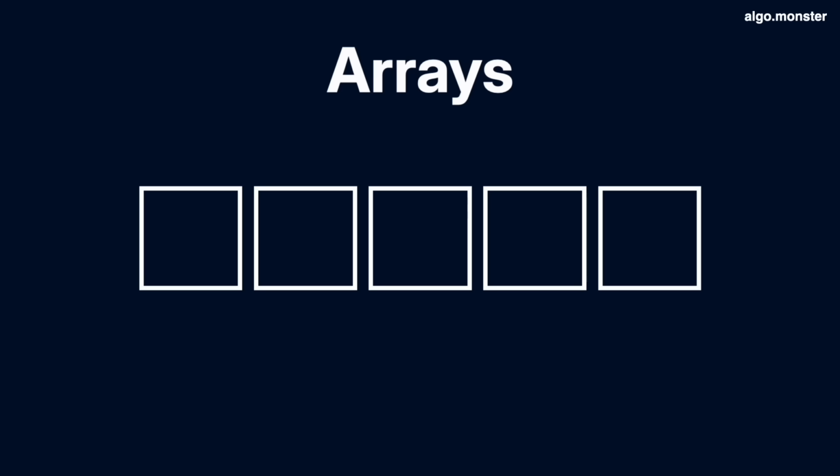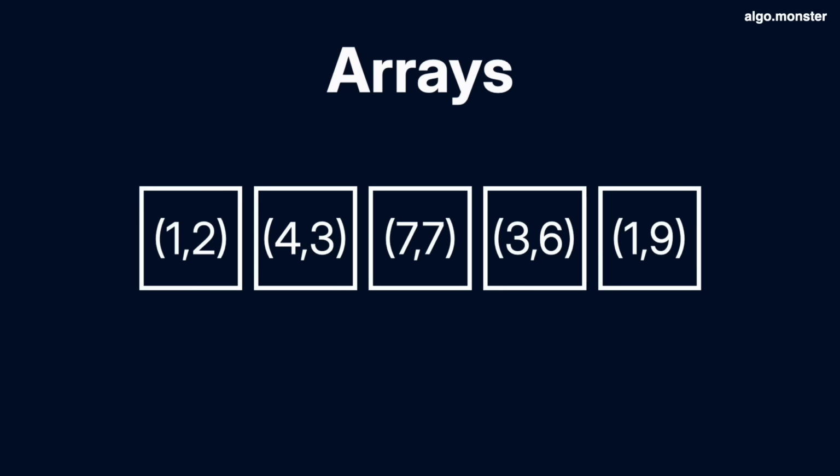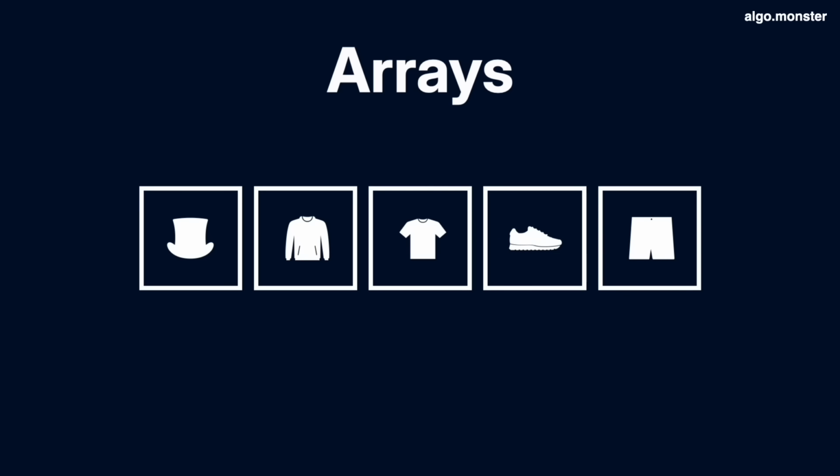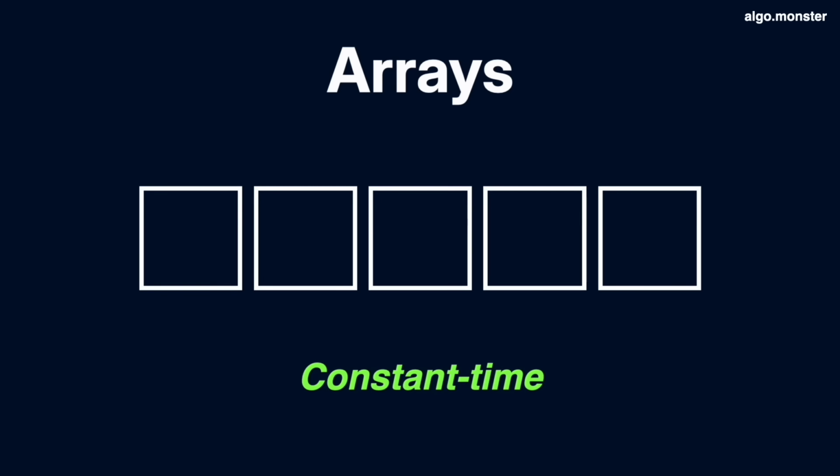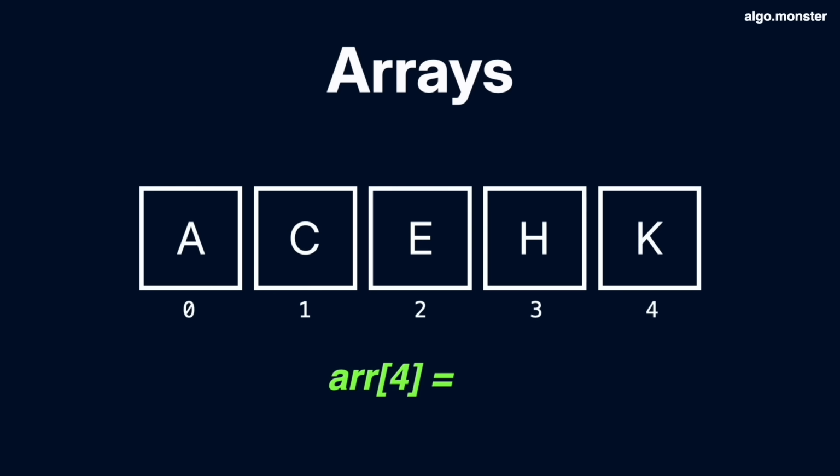Arrays. Arrays are the default data structure for basically everything, whether it's a list of numbers, characters, coordinates, or even objects. If it's linear and ordered, it's probably going to be stored as an array. Now, here's the important part. Arrays give you constant time access by index. So if I say arr at index 4, we can go straight there. That's O(1) time.